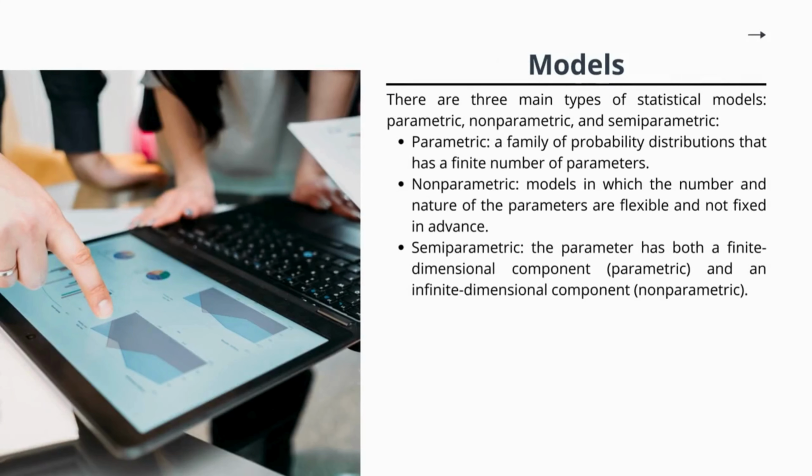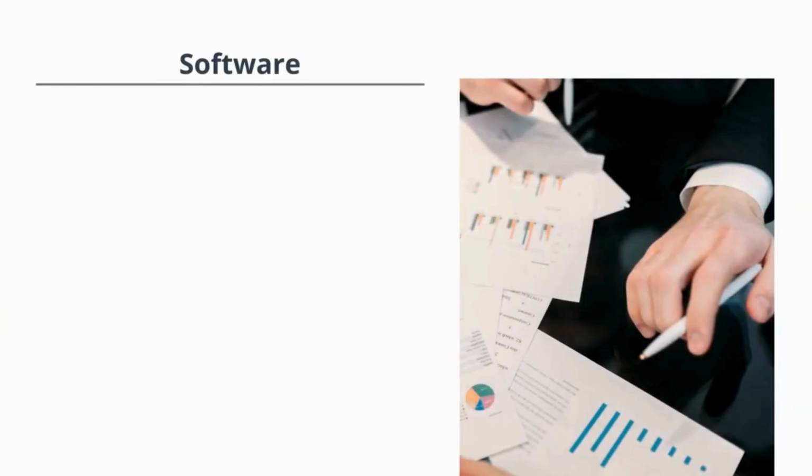There are 3 main types of statistical models: parametric, nonparametric, and semiparametric. Parametric, a family of probability distributions that has a finite number of parameters. Nonparametric, models in which the number and nature of the parameters are flexible and not fixed in advance. Semiparametric, the parameter has both a finite dimensional component, parametric, and an infinite dimensional component, nonparametric.